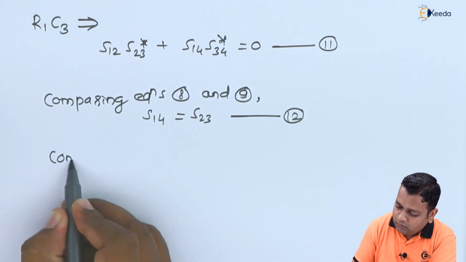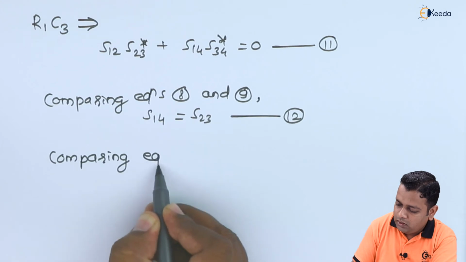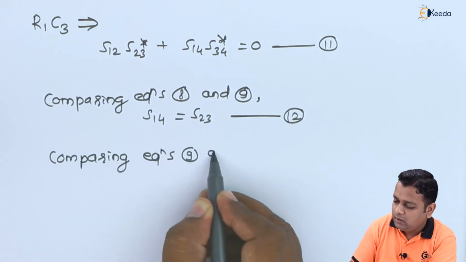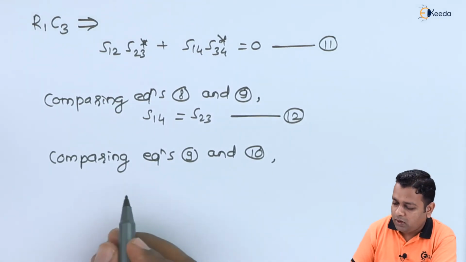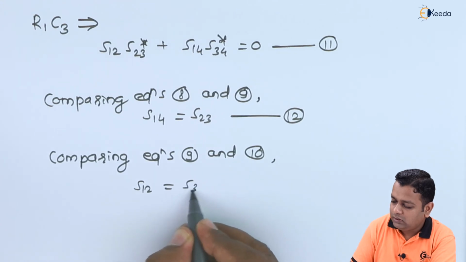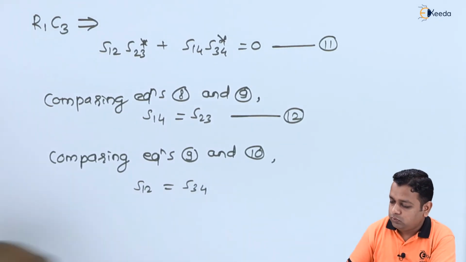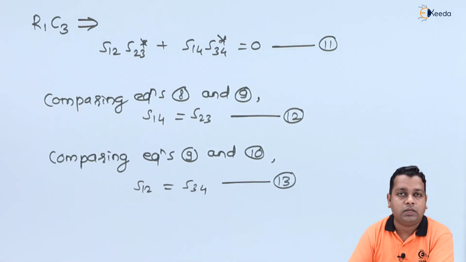Further, we can make the comparison of equations 9 and equation 10 here. So this results in the finding that S12 should be equal to S34 here. So this finding is regarded as equation number 13 here.